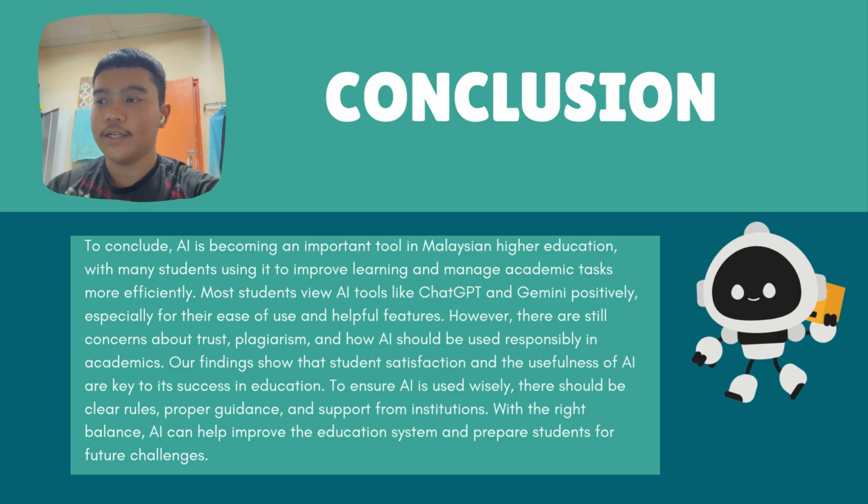Okay, now for the conclusion. To conclude, AI is becoming an important tool in Malaysian higher education. Many students use it to improve learning and manage academic tasks more efficiently. Most students view AI tools like ChatGPT and Gemini positively, especially for their ease of use and helpful features. However, they are still concerned about trust, plagiarism, and how AI should be used responsibly in academics. Our findings show that student satisfaction and the usefulness of AI are key to success in education. To ensure AI is used widely, there should be clear rules, proper guidance, and support from institutions. With the right balance, AI can improve the education system and prepare students for future challenges.